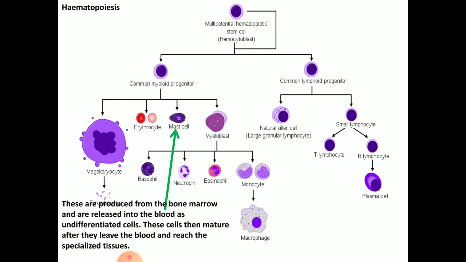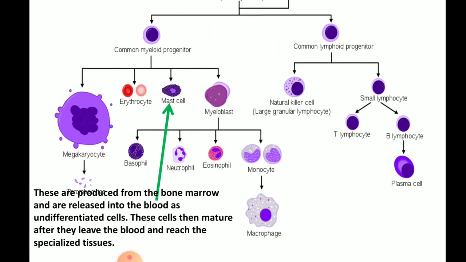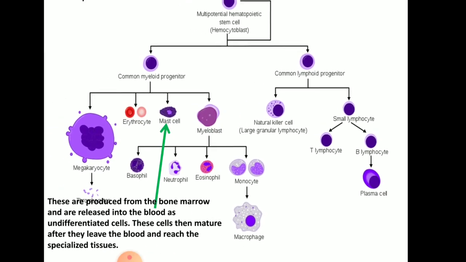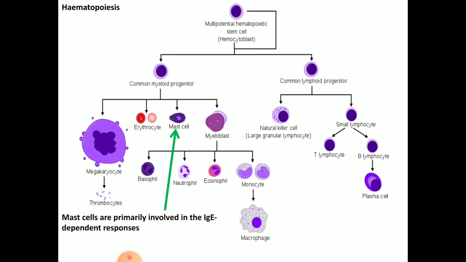These are produced from the bone marrow and are released into the blood as undifferentiated cells. Remember, they are not matured in the bone marrow, but they are released as undifferentiated cells, and these cells then mature after they leave the blood and reach the specialized tissues. Mast cells are primarily involved in IgE dependent responses. So they are involved in collaboration with the IgE dependent responses.